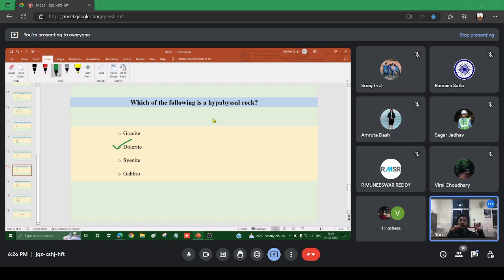Volcanic are the rocks which are formed at the surface or close to the surface, right? And plutonic, where are they formed? At greater depth. Yes. So granite, which kind of rock is it? Plutonic rock.